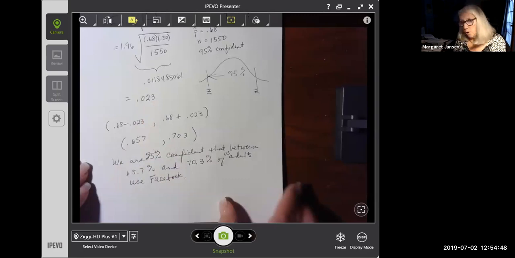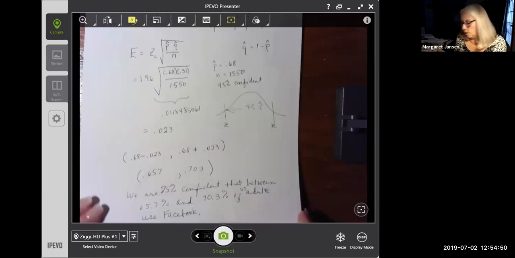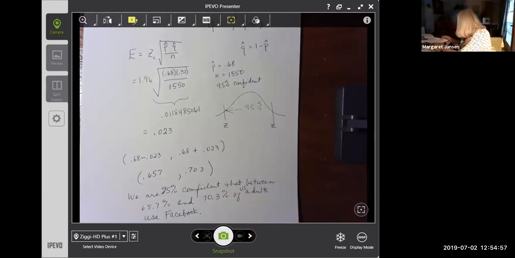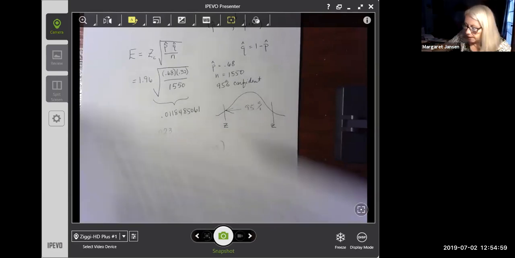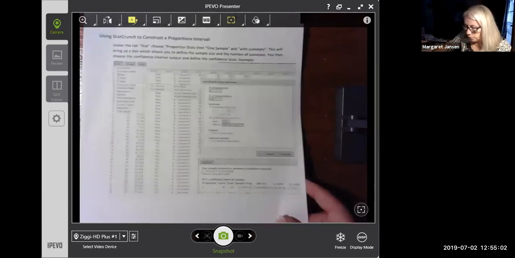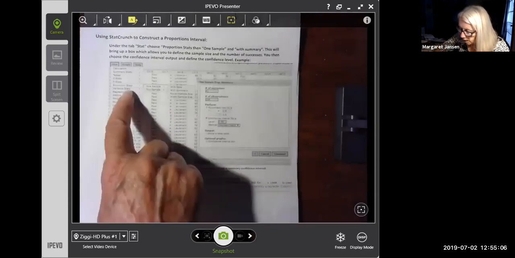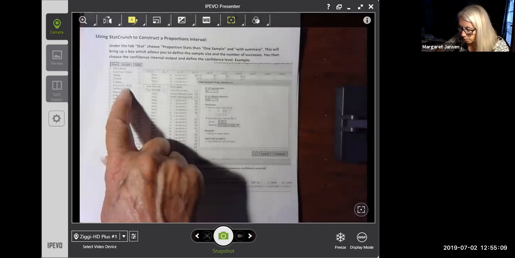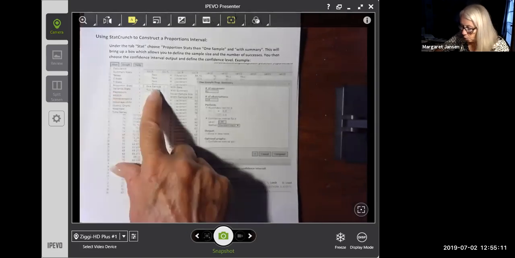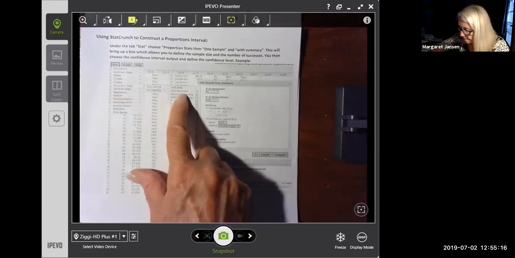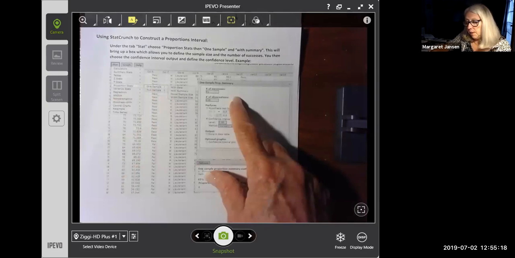So again, I don't expect you to do these by hand. To do that in StatCrunch, there is, again, another handout about doing this in StatCrunch. I'm taking this directly from your course content. So you're going to go to Stat and then Proportion Stats, 1 sample, and then usually it's with summary. And it'll pull up this window. So let's do this for this particular problem.